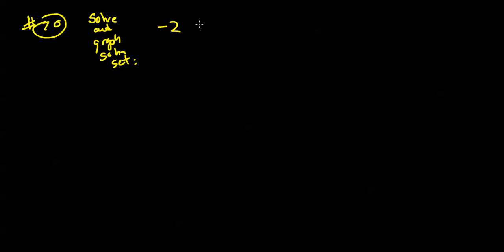Let's do one out of the homework list. This is number 70. This one's a little harder. Solve and graph solution set. Minus 2 is less than or equal to 5 minus 3x over 2, which is in turn less than or equal to 2.